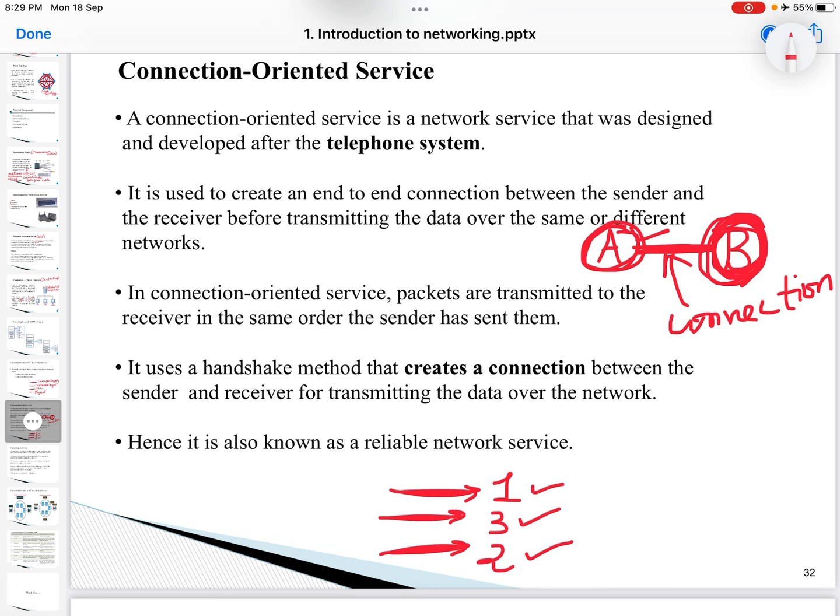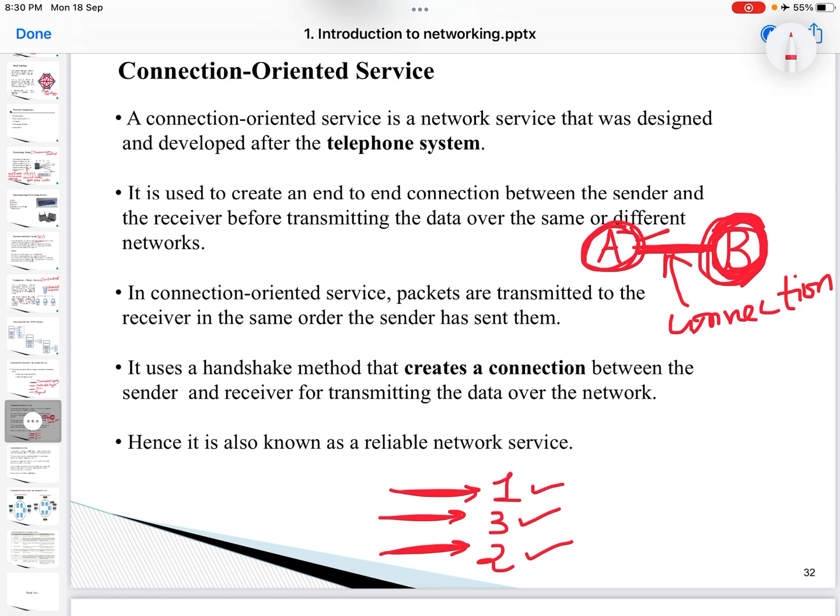So the way you are sending the packets, in the same way they will be received. So this 1, 3, 2 is just an example, but the order will remain the same. It uses a handshake method that creates a connection between the sender and the receiver for transmitting data over the network. Hence, it is known as a reliable network service.